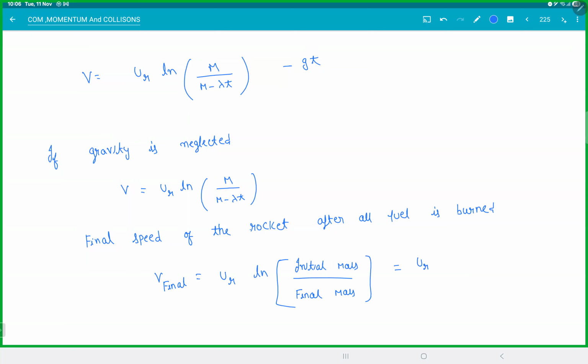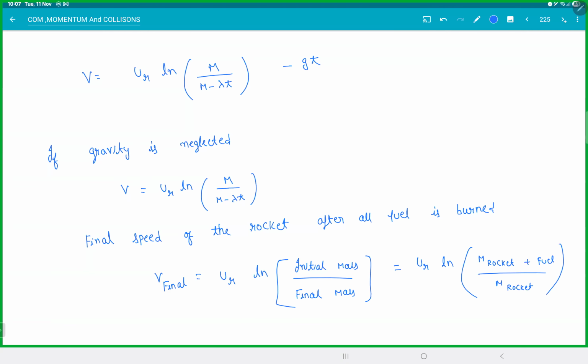So I can write it like this also. This will be ln of the mass of rocket plus fuel by the mass of only the rocket after the fuel gets over. So it actually depends on that ratio, how much fuel you have and how much rocket mass is there. And that is the reason to maximize the speed, you actually prefer to increase u relative. So it depends on the load ratio.